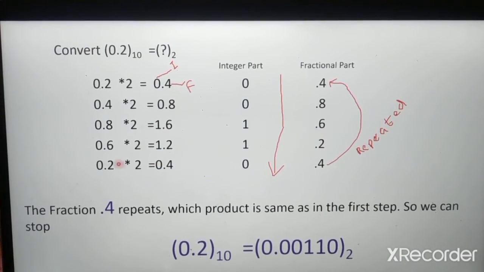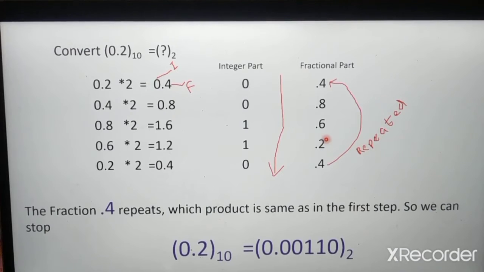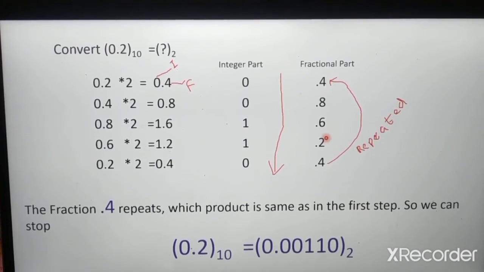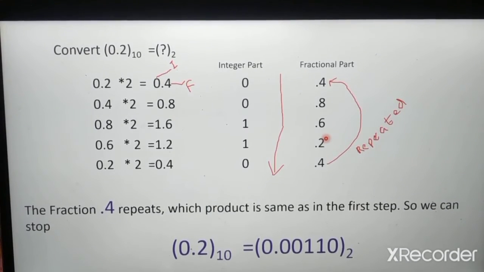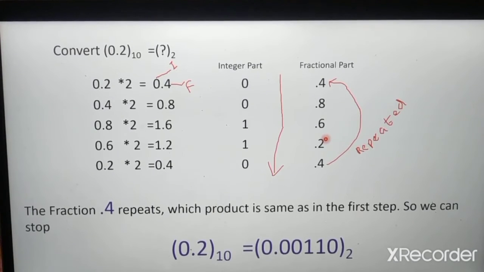Again we multiply the given fractional part by 2. We get 1.2. Here 1 is our new integer part and 0.2 is our fractional part. Each time you have to check whether our fractional part is 0 or repeated or not. It is not repeated.